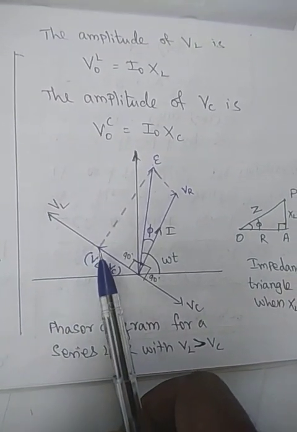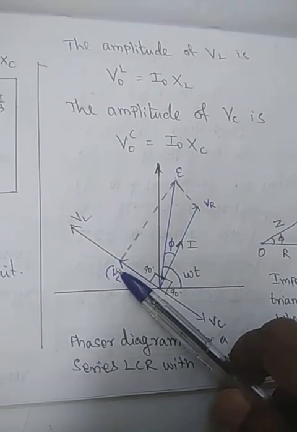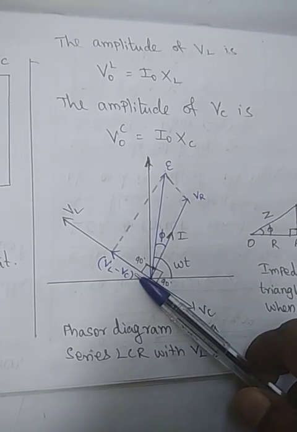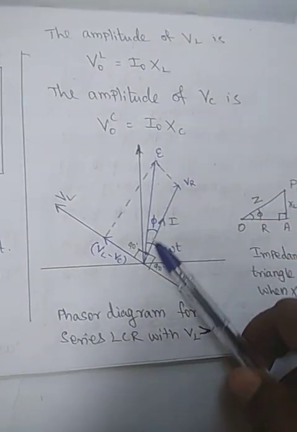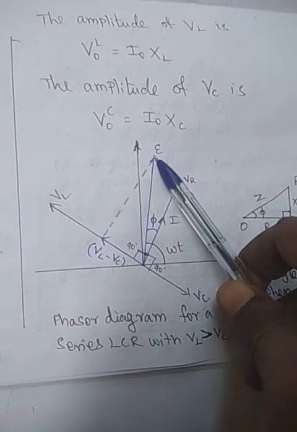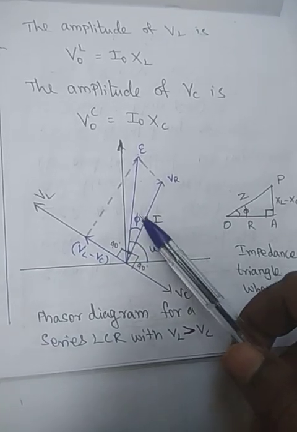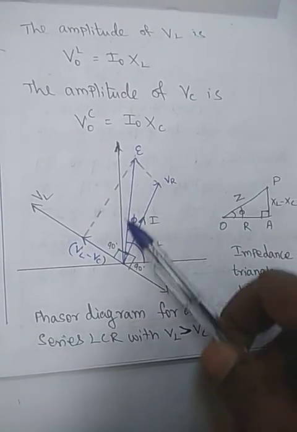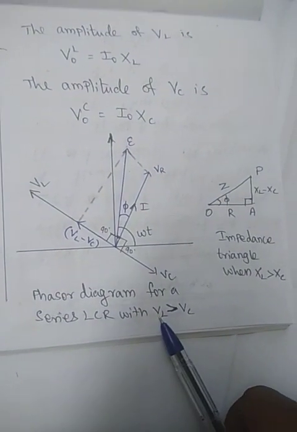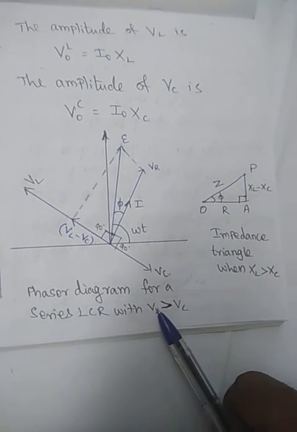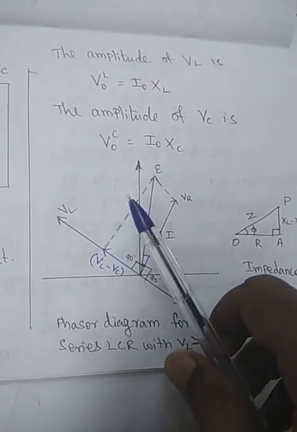We have to apply the parallelogram law of vectors for VL minus VC and VR. If you take VL minus VC as one vector and VR as another vector, the resultant vector will be in this direction by the parallelogram law of vectors. The angle made by them is phi. So in the phasor diagram, when the inductor voltage is greater than the capacitor voltage, we have to draw the phasor diagram in this manner.